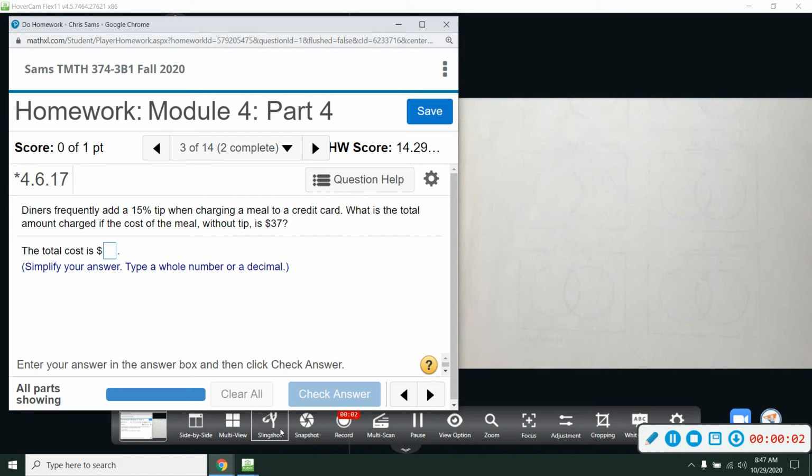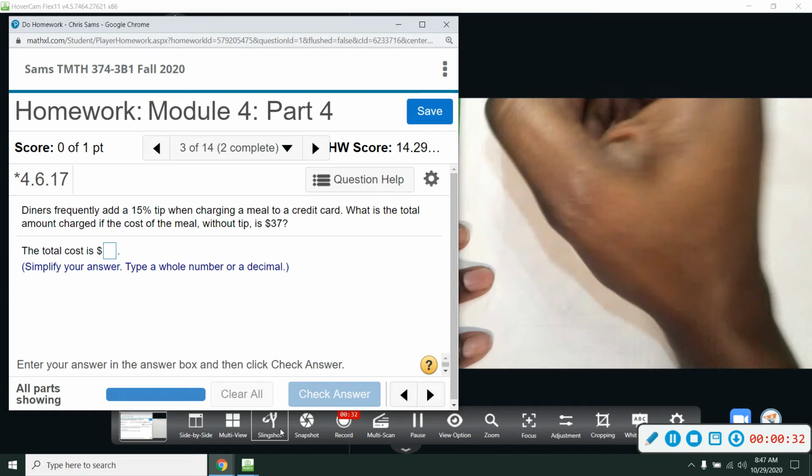All right, number 3, it says diners frequently add a 15% tip when charging a meal to a credit card. We want to know what is the total amount charged if the cost of the meal without tip is $37. Okay, so this one is slightly different in the fact that we are adding 15% to a number instead of just finding 15% of.